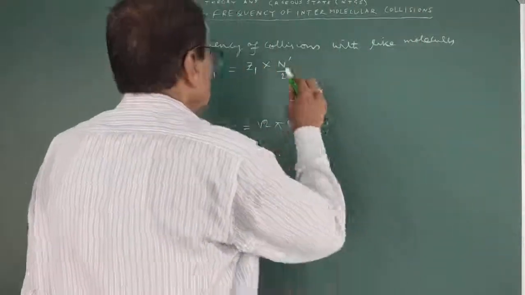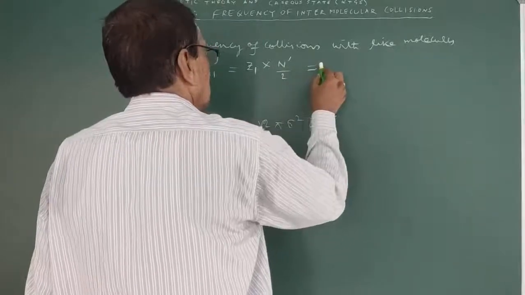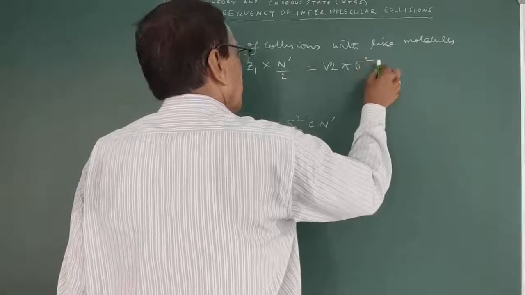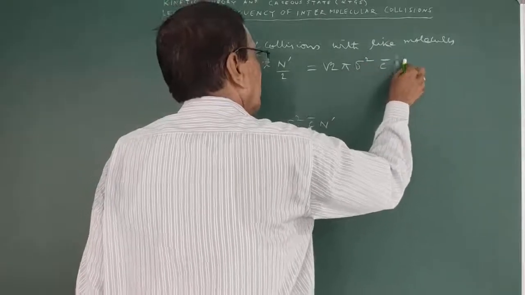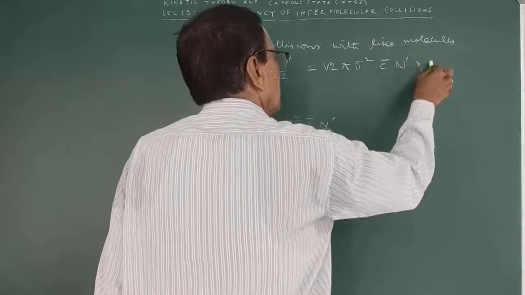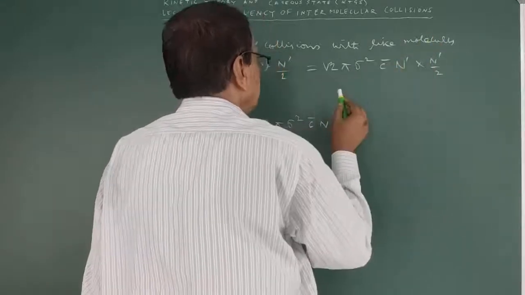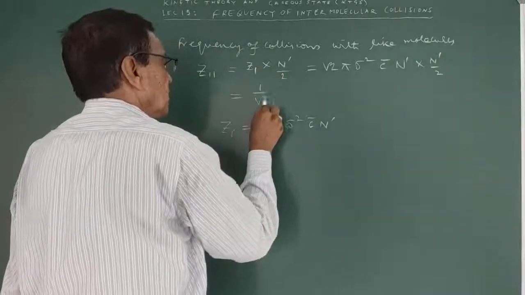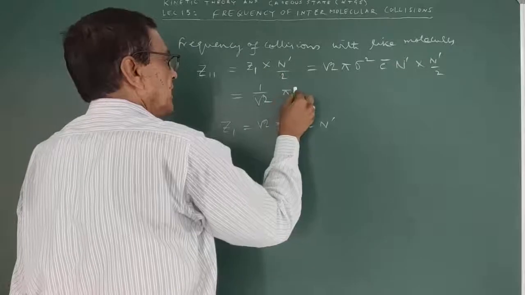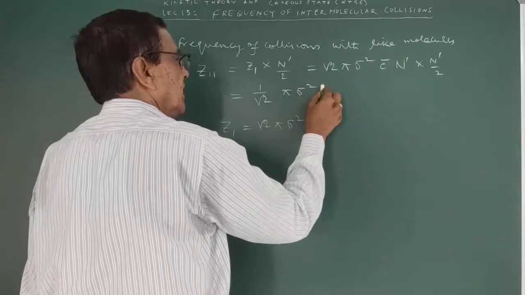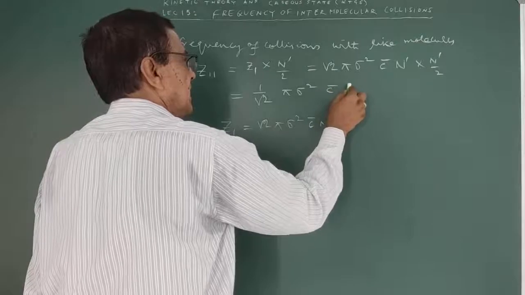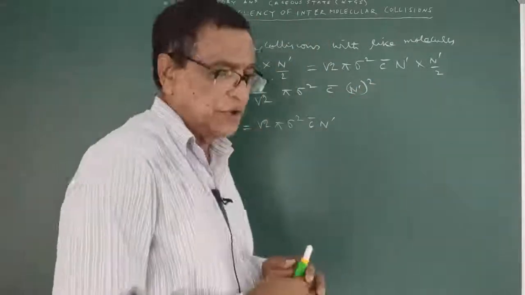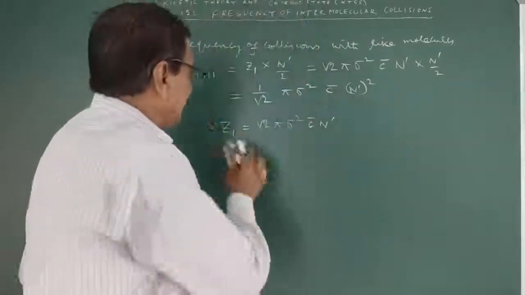So this will give root 2 pi sigma square c bar n dash into n dash by 2. So this will give 1 by root 2 pi sigma square c bar n dash square. This will be the frequency of collisions with like molecules.